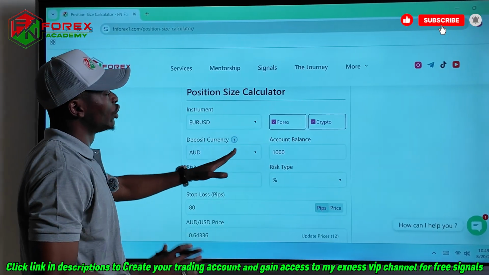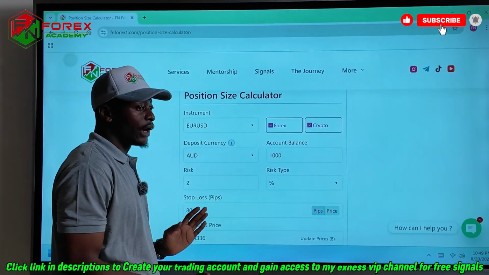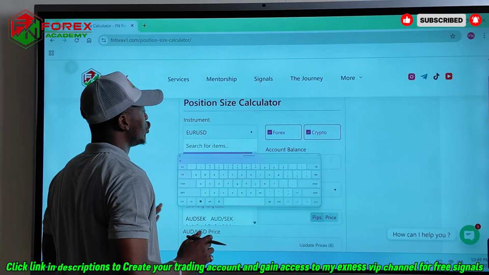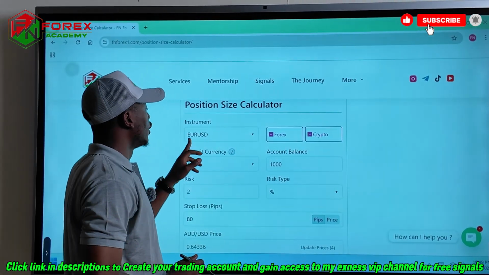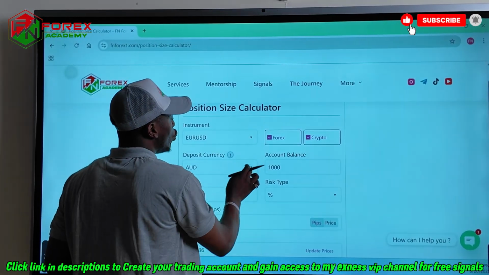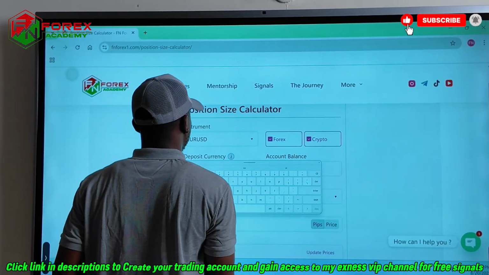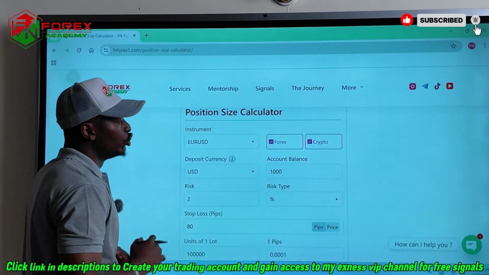On the position size calculator, we have Forex and we have crypto. What are you trading? Forex, fine. Which pair are you trading? You come here and choose your pair. Right there we have EUR/USD. The next is deposit currency. Which currency is your account in? If your account is in USD, you just search USD.